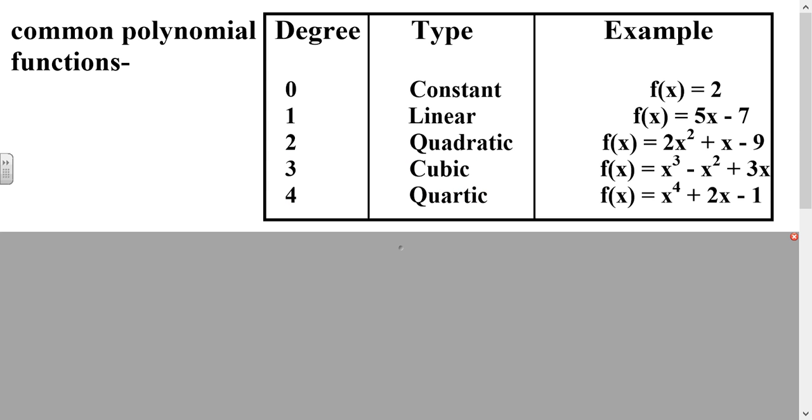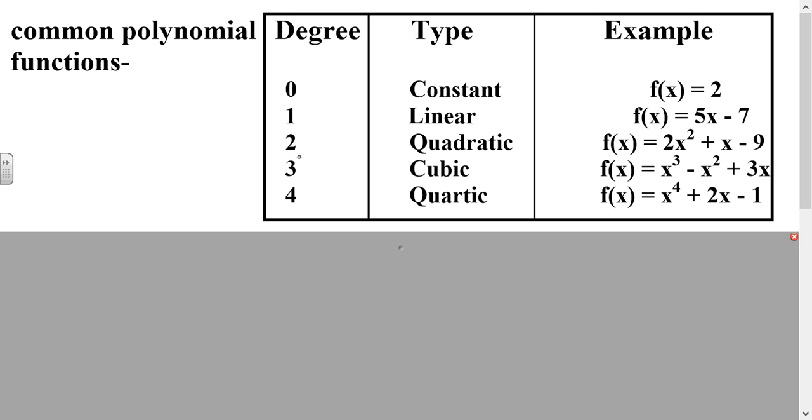Now, here's a chart to help you tell what type of polynomial it is based on the degree. Something that would have a degree of 0 would just be a plain number. This would have a degree of 0 because there's no variable in it. So this is considered constant because it's just one number, so it's always the same. If it has a degree of 1, where it just has x to the first power in it, then that would be linear because when I graph this function, it makes a line.